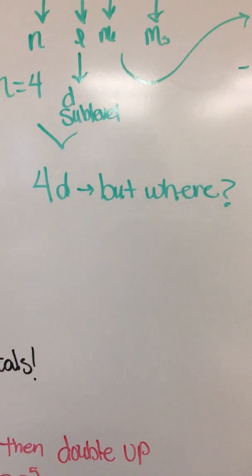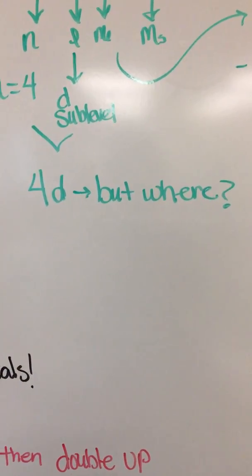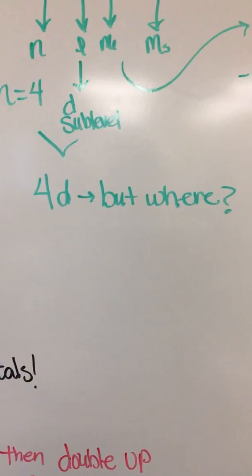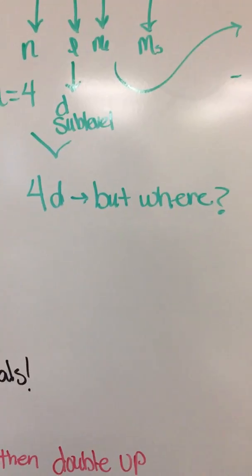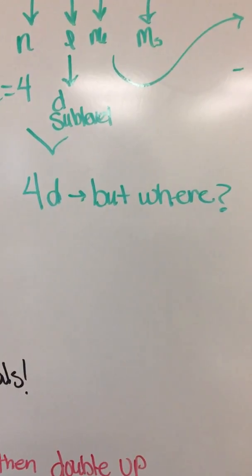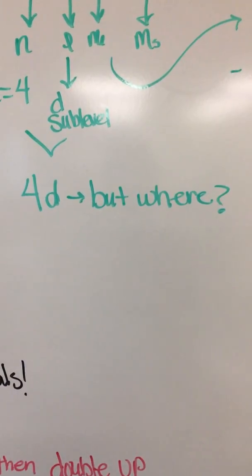But you've got to figure out everything that comes before it and write it down. You can take that shortcut with the noble gas. That's fine. But don't forget to write everything else out. And I'll see you tomorrow with questions.